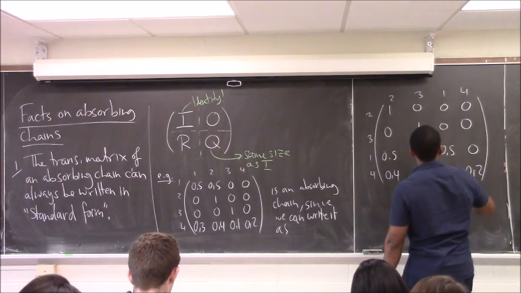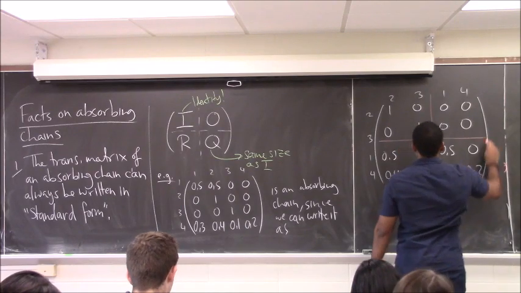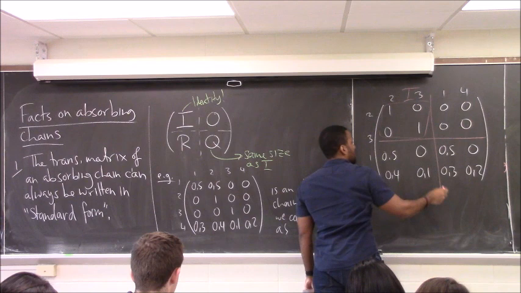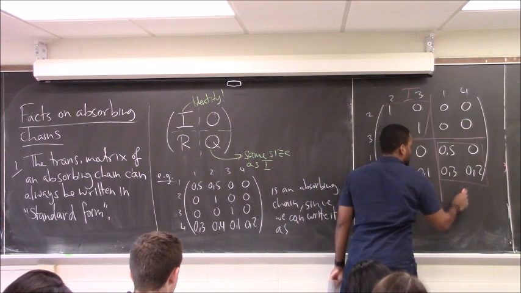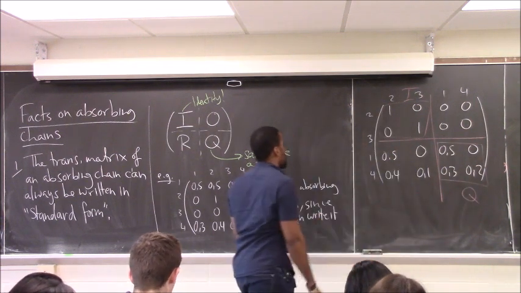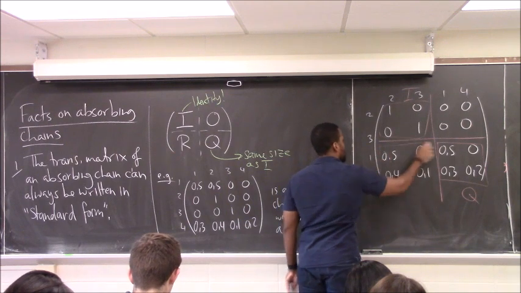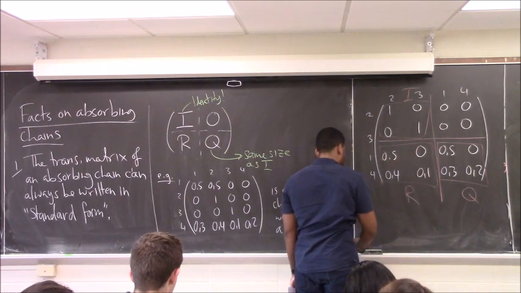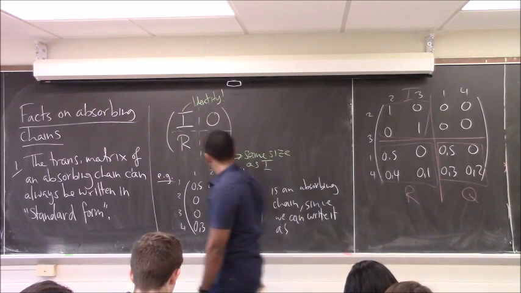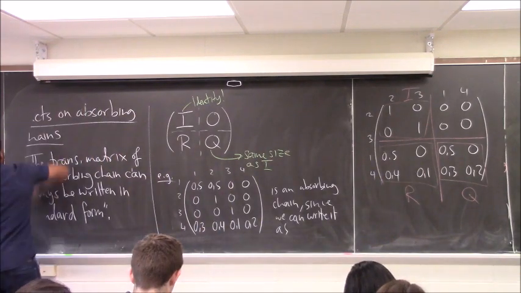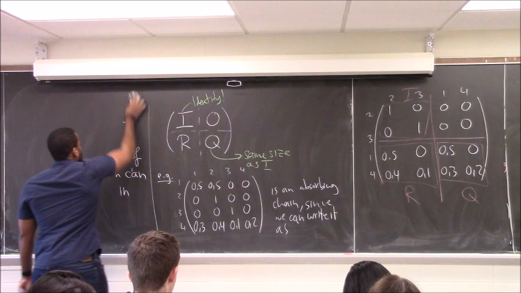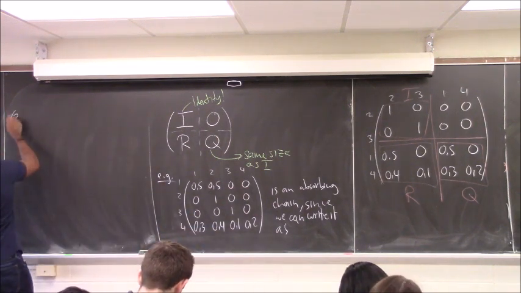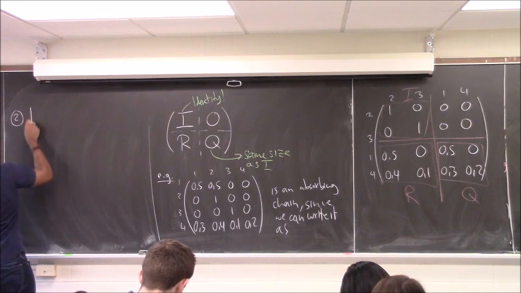Notice that I can imagine this thing split into 4 sections, where that's going to be I. This here is my Q, which is the same size as I. And this here would be your R. And notice that I have all zeros in that top right corner. An absorbing chain will always look like that.